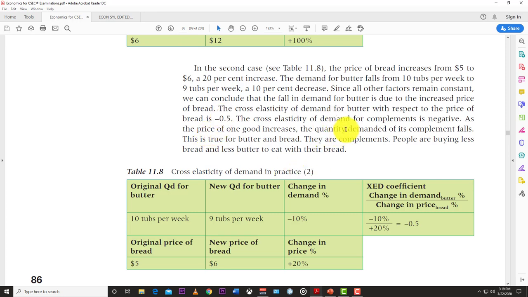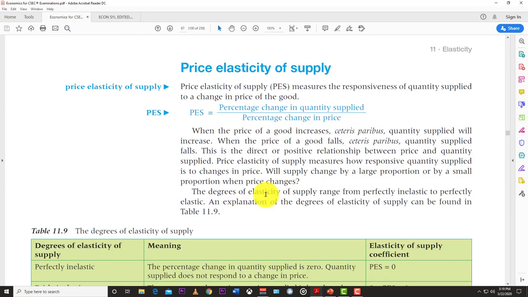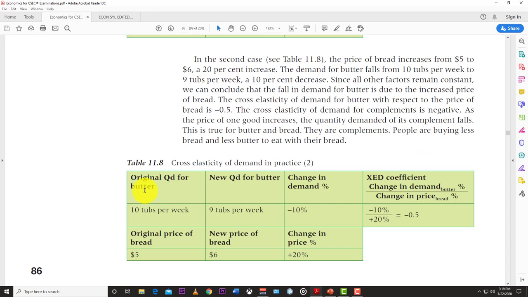The cross elasticity of demand for complements is negative. As the price of one good increases, the quantity demanded for its complement falls. This is true for butter and bread. They are complements. People are buying less bread and less butter to eat with their bread. Old school bread and butter, man.